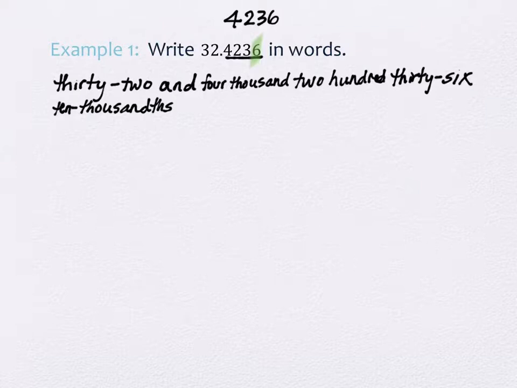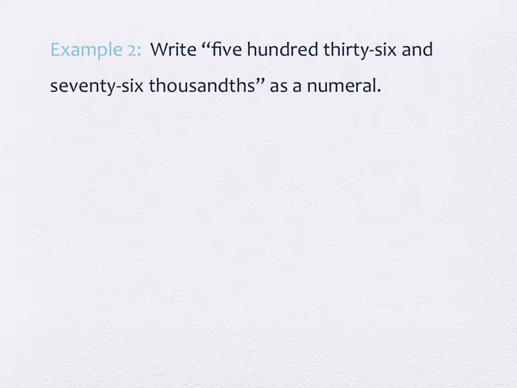Okay? So we're going to go the other direction. We're going to take the language form and rewrite it as the numerical form in example 2. So the language form of this says 536 and 76 thousandths. So let's start with the value before the and. It says 536, so what am I going to write down? Yeah, 536. And the and means a decimal point, right?